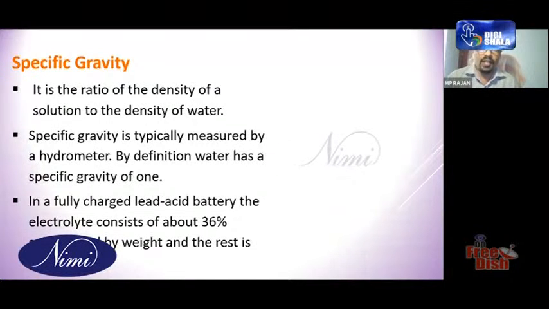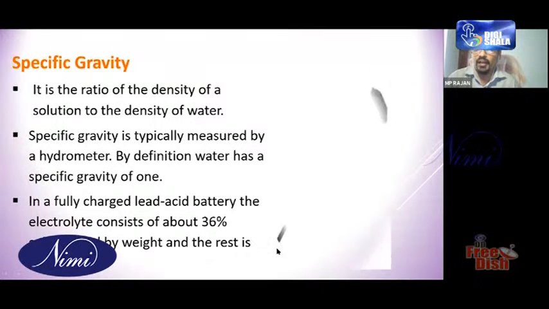So we can measure the specific gravity of the electrolyte and recognize whether the battery is fully charged or discharged. In a fully charged battery, the specific gravity will be as high as 1.260, whereas in a fully discharged lead acid battery, the specific gravity will be as low as 1.180.